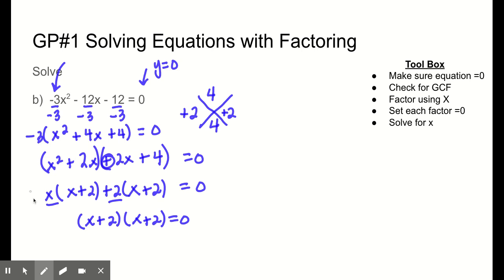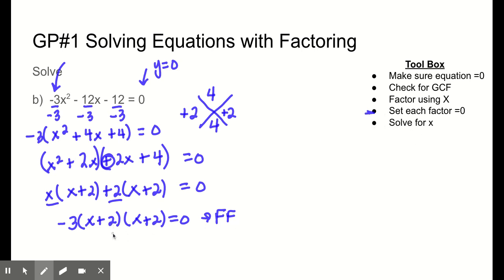And our GCF was -3, so we have to put that out in front. So this here, again, is our factored form. When we're asked to identify factored form, this is how our equation should look. So once we have factored form, our next step is to set each factor equal to 0 so that we can then solve for x.